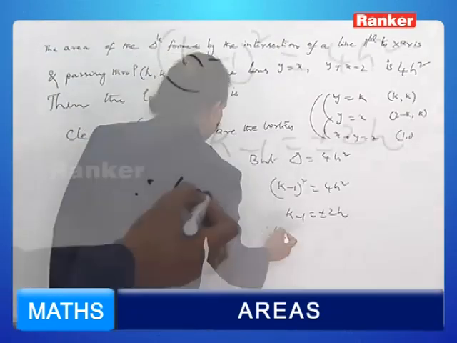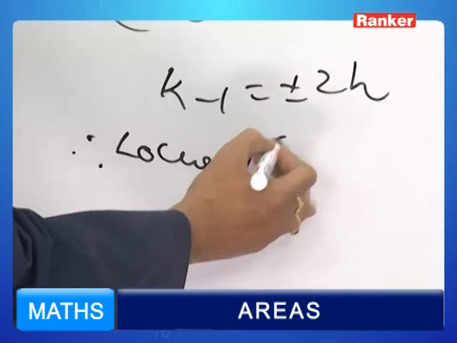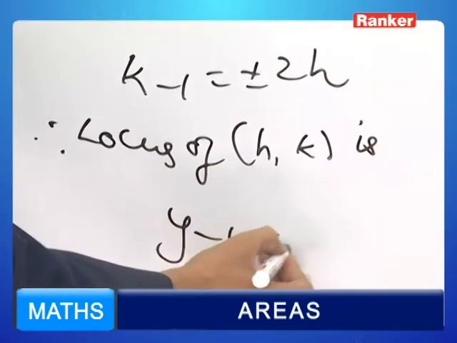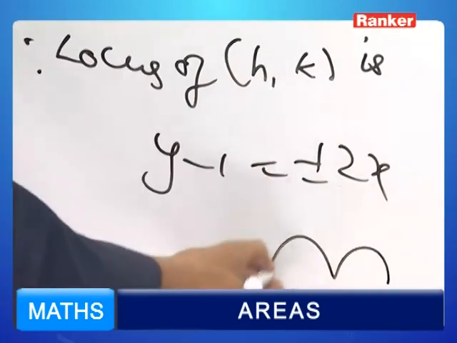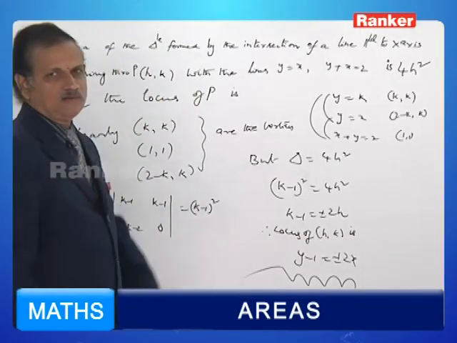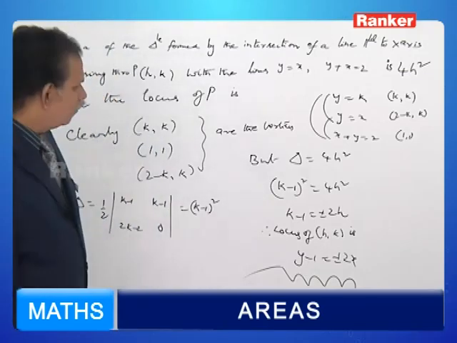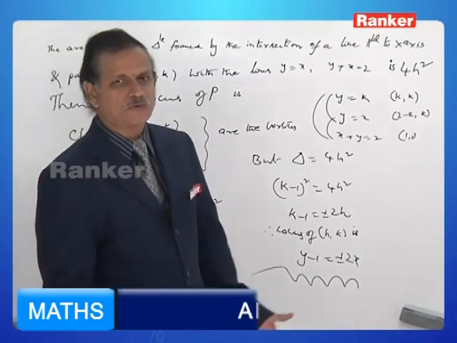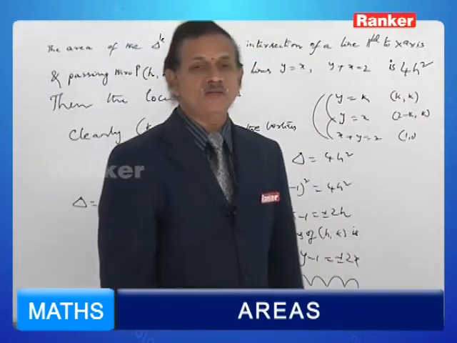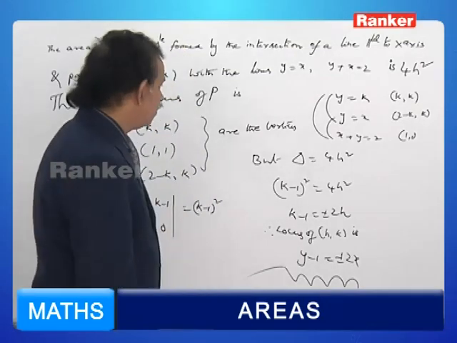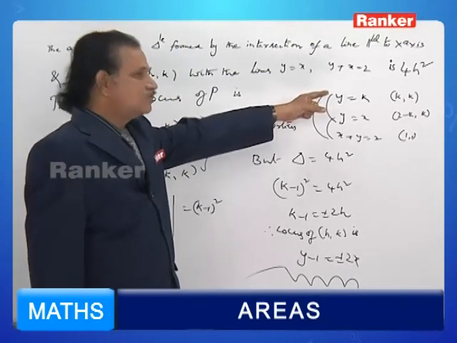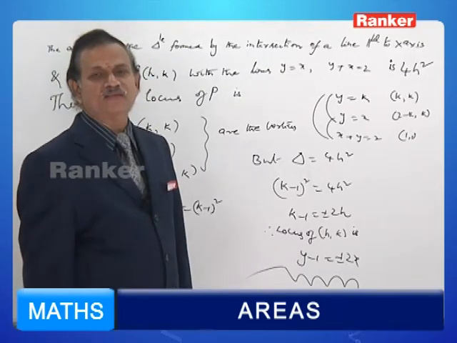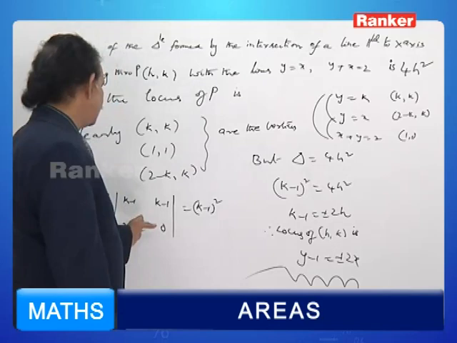Therefore, locus of (h, k) is y minus 1 is equal to plus or minus 2x. That's all. Yes, very simple problem which needs no graph at all, which needs no representation at all. Very simple estimation, and the clue here is you are supposed to have the vertices of the triangle, so that you can estimate the area of the triangle immediately on the spot like this.